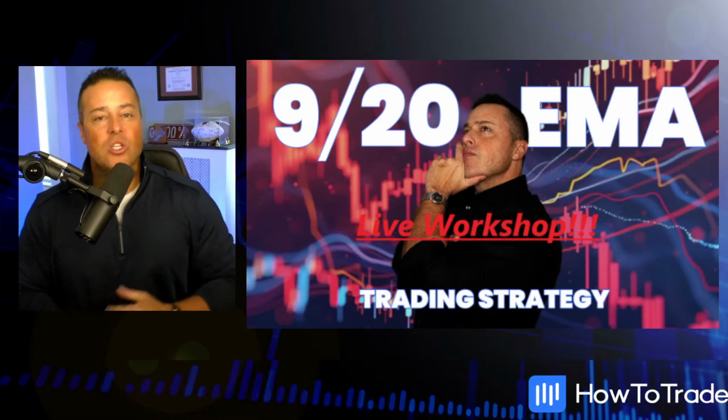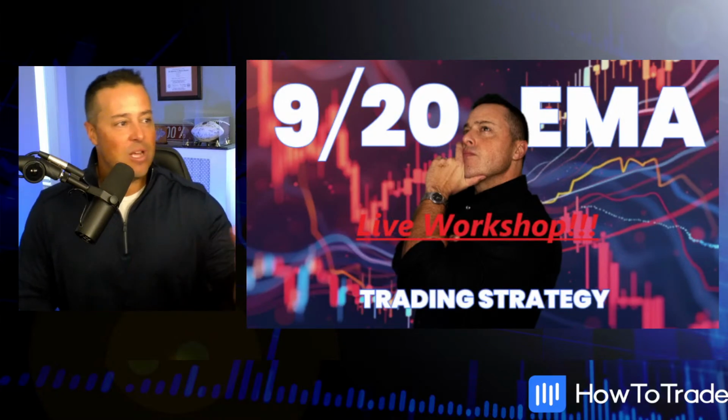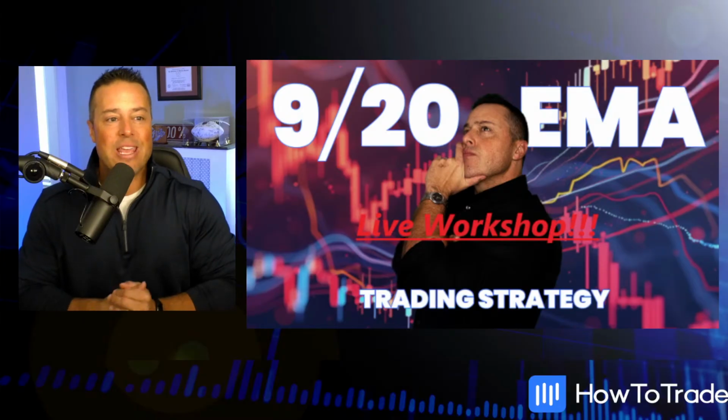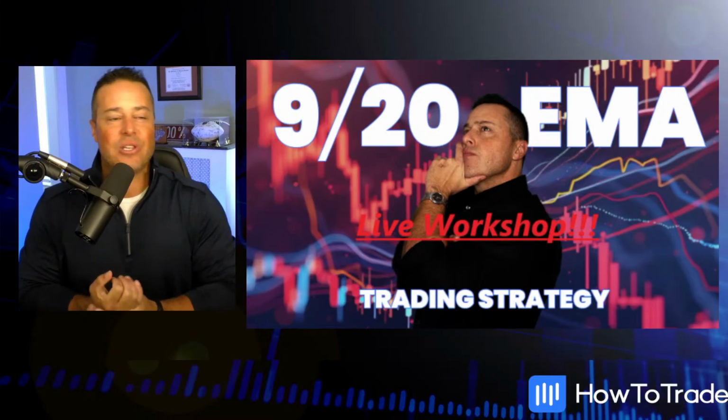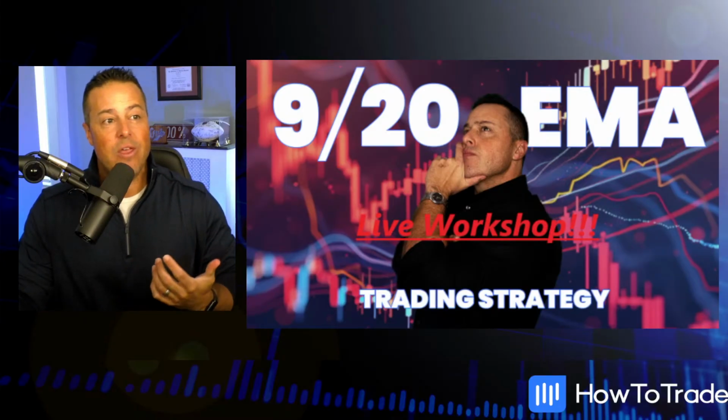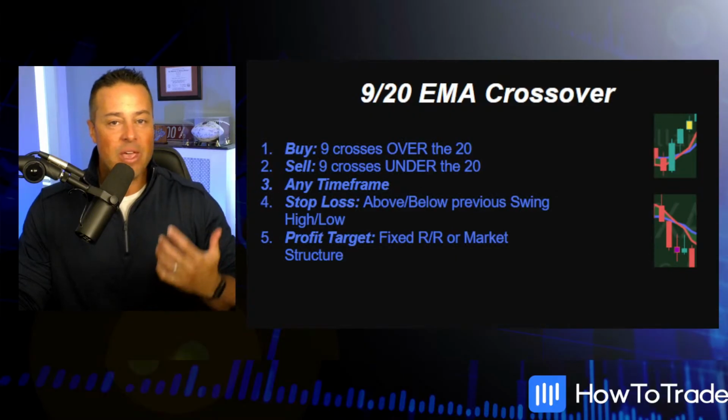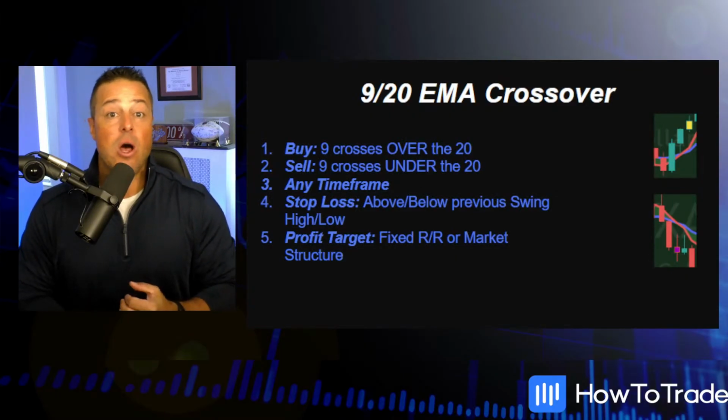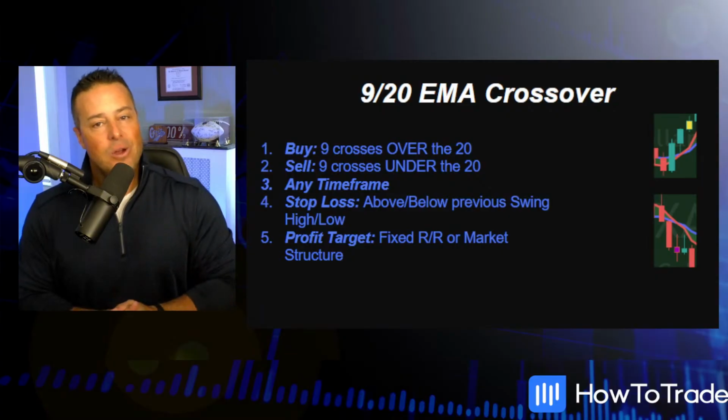So when we want to swing trade, how do we swing trade? A million different ways to do it. Today we're going to cover the 9 20 EMA trading strategy. It's a very, very basic strategy. It's one that has gotten a tremendous amount of popularity and interest over on our How to Trade channel on YouTube. If you missed the video, go ahead and check it out.